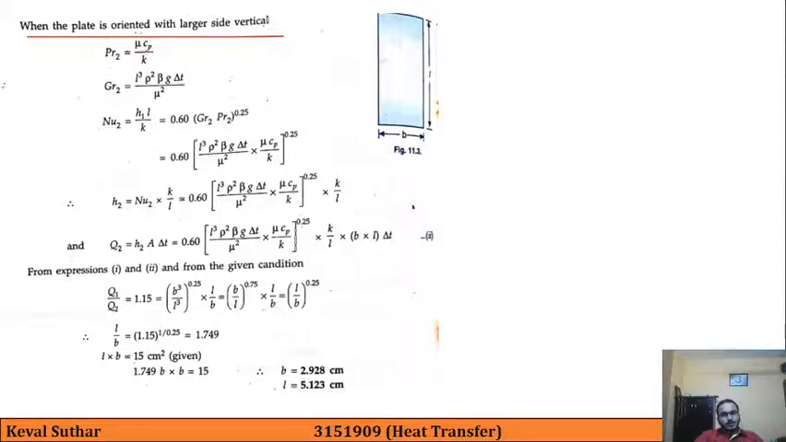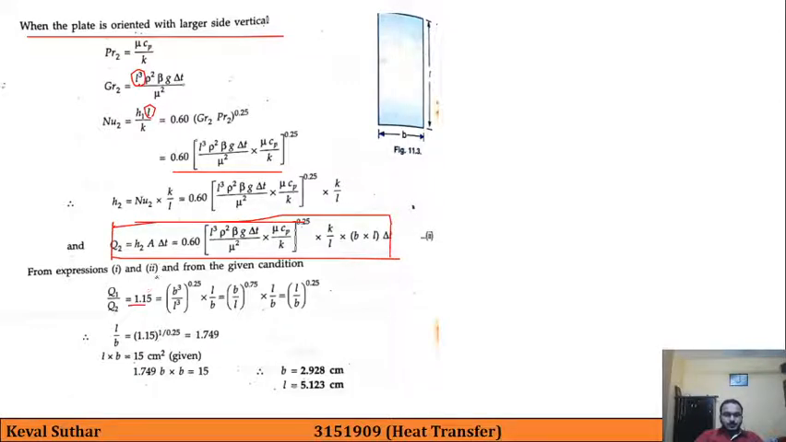So here Pr2 will remain as it is, mu Cp by K. Here the length dimension will come, here L will come, the remaining things are the same, exactly the similar way it is followed, and Q2 is this. Now it is said that Q1 upon Q2 is 1.15. So when we take the whole ratio of Q1 and Q2, finally we can obtain this relationship.